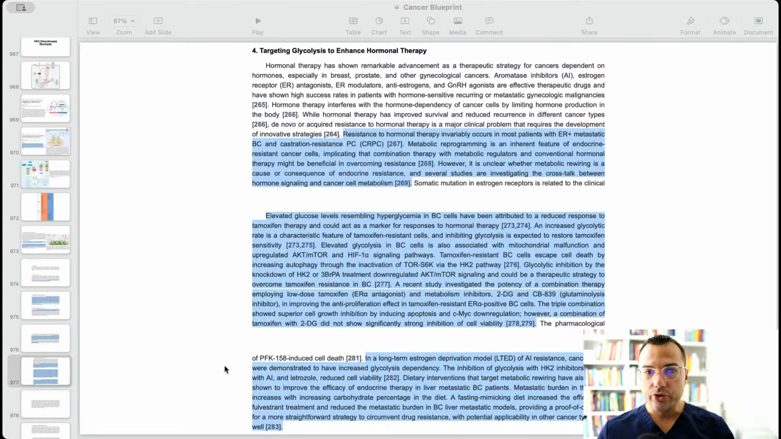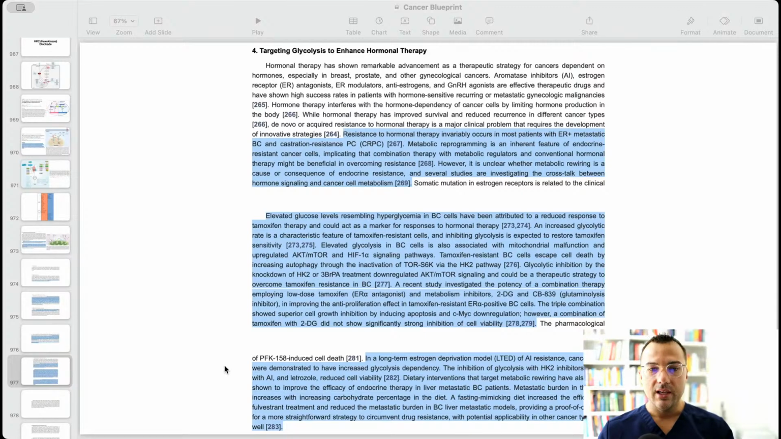Later it says, in the long-term estrogen deprivation model of AI resistance, cancer cells were demonstrated to have increased glycolysis dependency. The inhibition of glycolysis with HK2 inhibitors, along with AI, such as letrozole. So that's aromatase inhibition. AI stands for aromatase inhibitors, or aromatase inhibition, and letrozole is an aromatase inhibitor. Reduce cell viability.